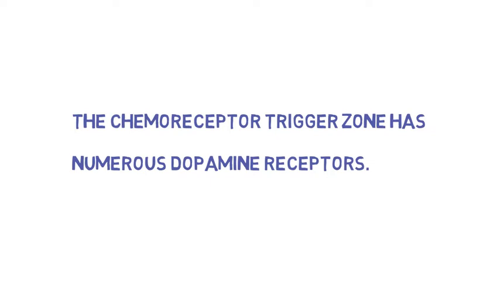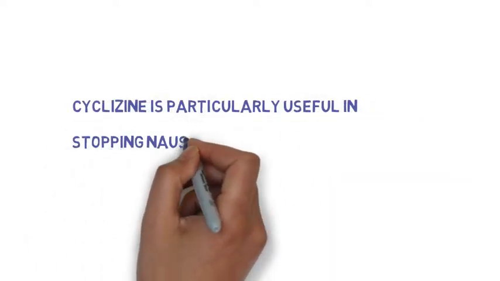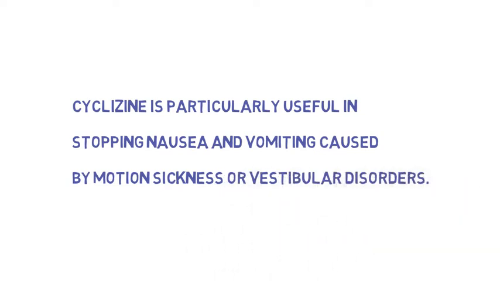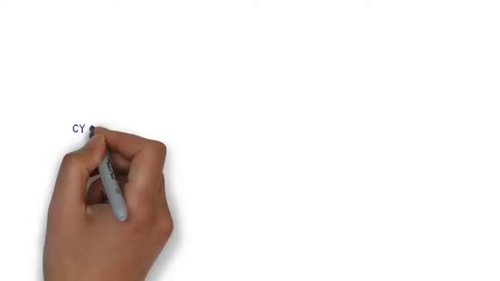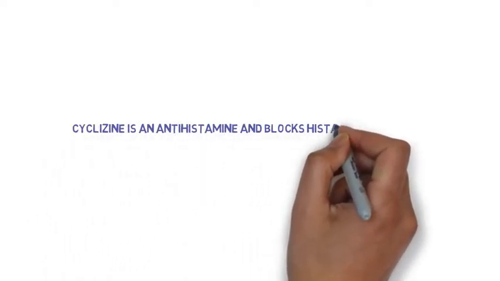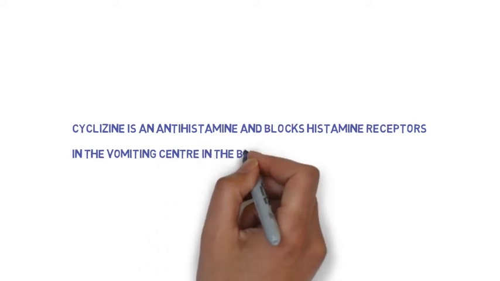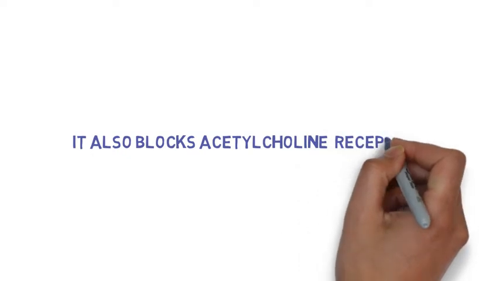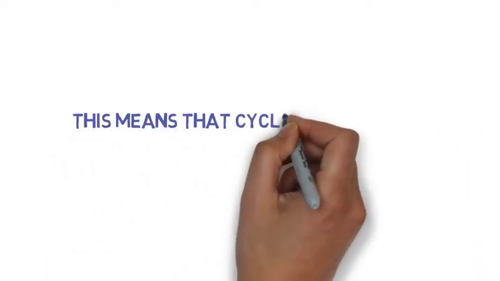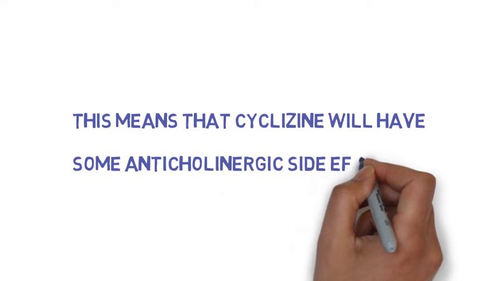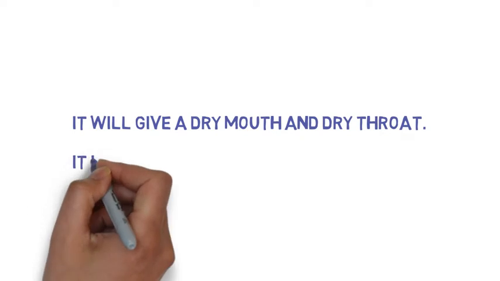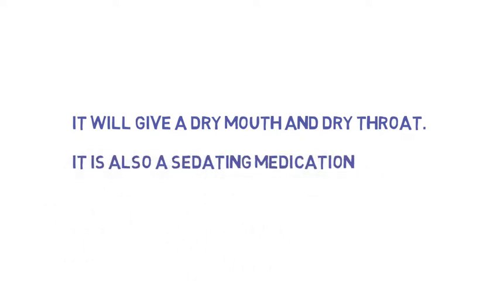The first antiemetic I will speak about is cyclizine. Cyclizine is particularly useful in stopping nausea and vomiting caused by motion sickness or vestibular disorders. Cyclizine is an antihistamine and blocks histamine receptors in the vomiting center in the brain. It also blocks acetylcholine receptors. This means that cyclizine will have some anticholinergic side effects. It will give a dry mouth and dry throat. It is also a very sedating medication.